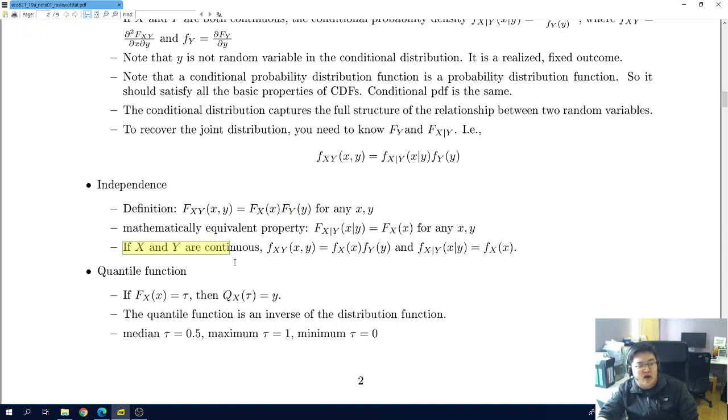So if x and y are both continuous, and if they have well-defined PDFs, then you can write it this way and this way. So the definition with respect to the CDF goes the same way for PDF. So it's easy to understand. And finally, the quantile function is just a small variation from the CDF.